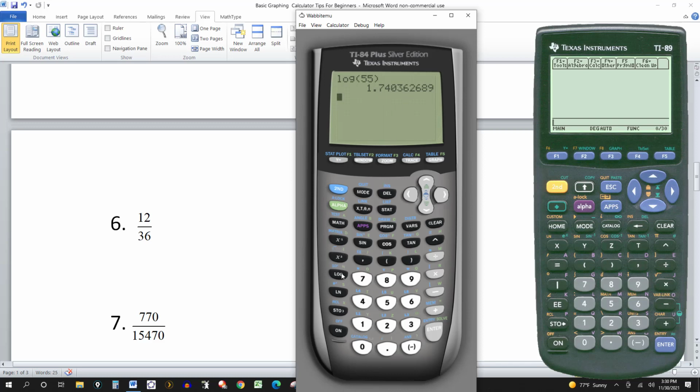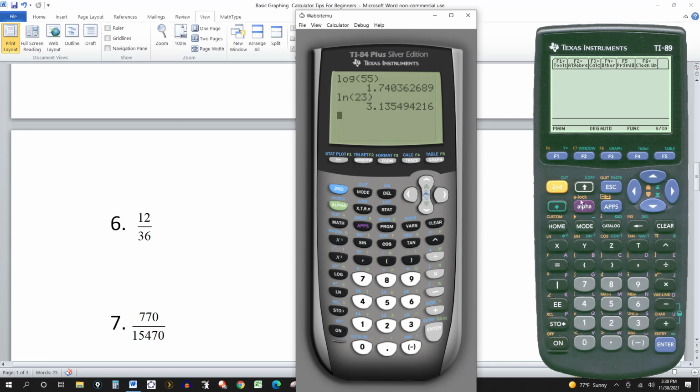Now over here we have the natural log. ln is the natural log. That's the base e. So let me hit that key, and suppose I want the natural log of 23. Let's close the parentheses here. Hit enter. We get 3.13 and so on. You can round it off according to what they tell you.